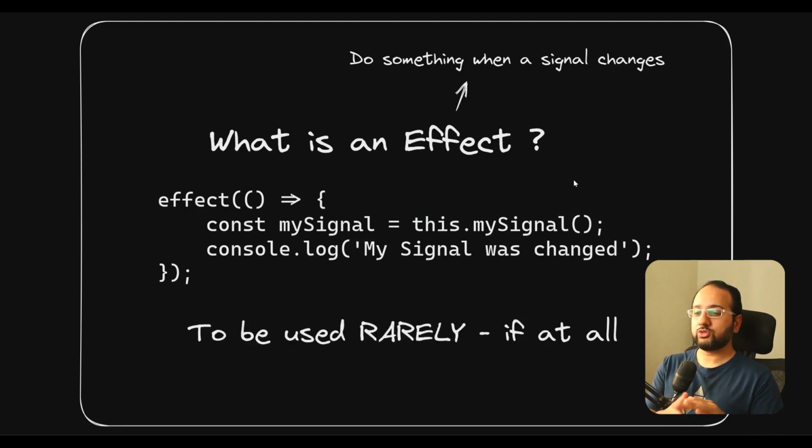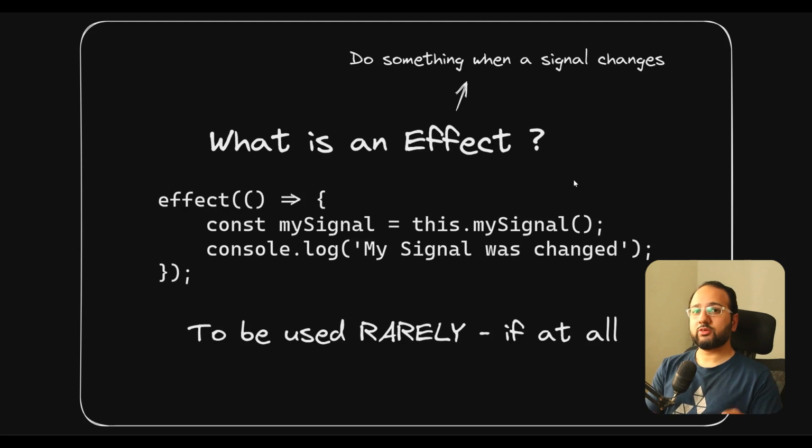Now this is to be used very rarely, if at all, because this is just meant for things like logging or storing to local storage, maybe to sync it up with local storage, or maybe to update the DOM somehow when you actually can't use computed or any other derived state for your purposes. So this should not be used for business use cases. This is especially not to be used for updating signals, because then you might run into loops, infinite cycles.